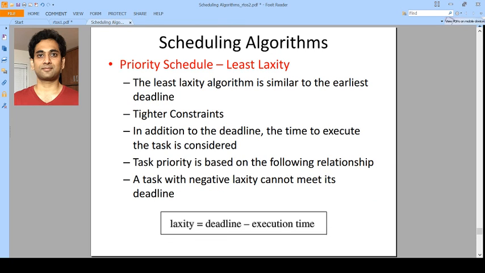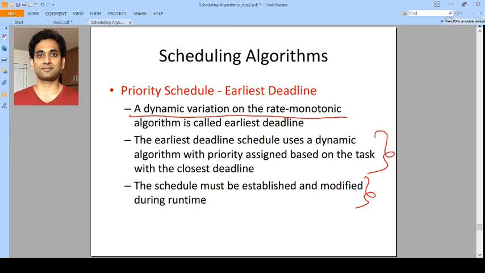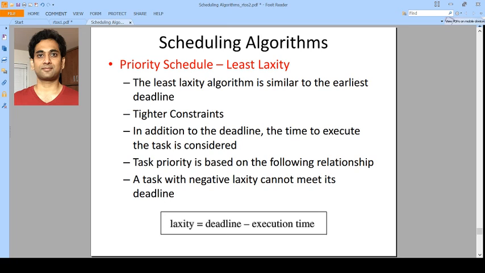Now, in addition to looking at the deadline, if we want to make the algorithm a bit tighter with its constraints, then we add what is known as laxity. In addition to the deadline, the time to execute a task is also considered. So let's say a particular task has a deadline coming up in 10 milliseconds, and the execution time, the amount of time a particular task needs to complete, is 20 milliseconds.